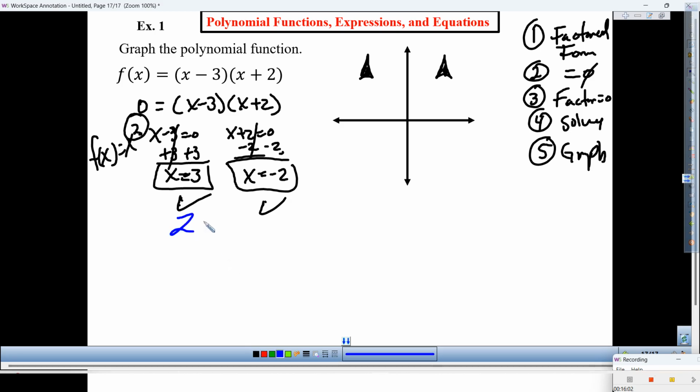These are my zeros. X equals 3, 1, 2, 3, plot it. And x equals negative 2, 1, 2. And all we have to do is connect the arrow to the zeros and to the other arrow from left to right. Here we go. And we're done.